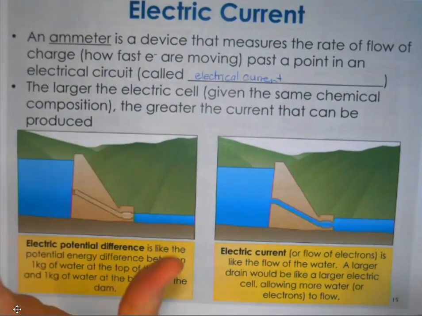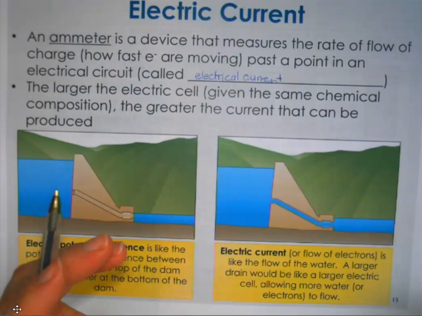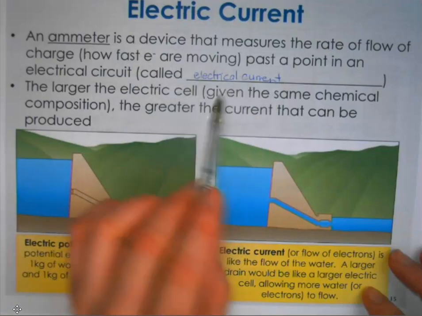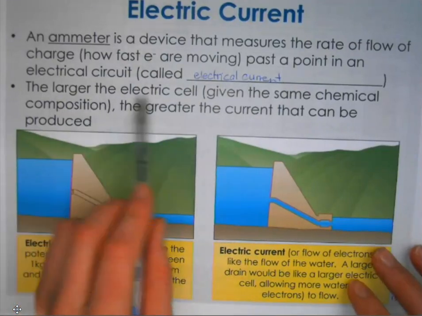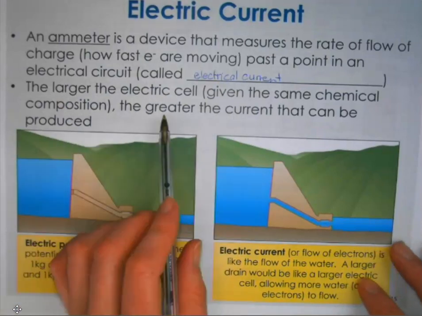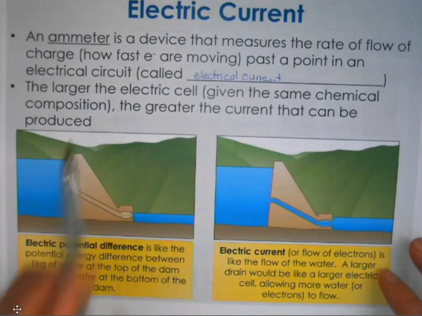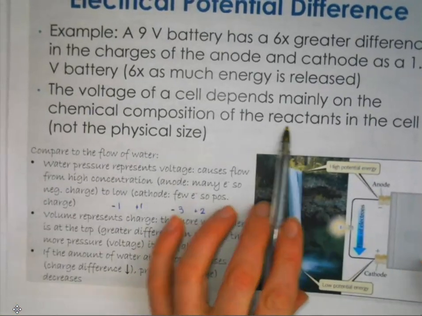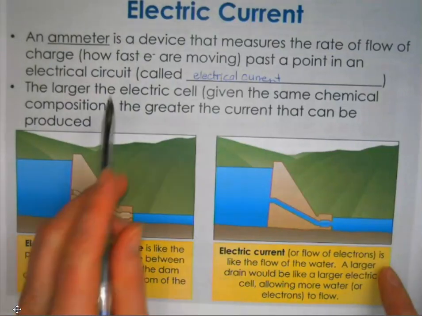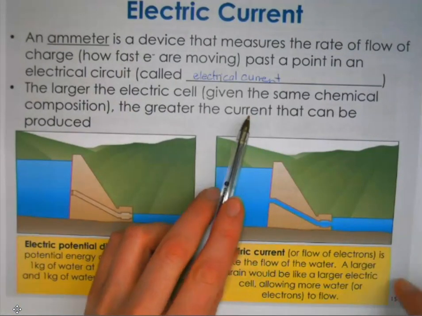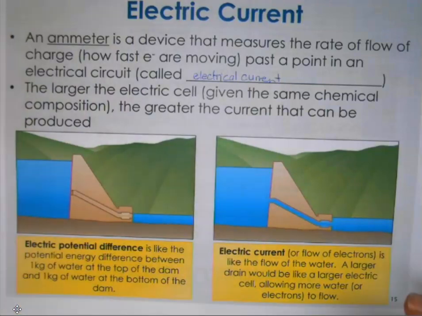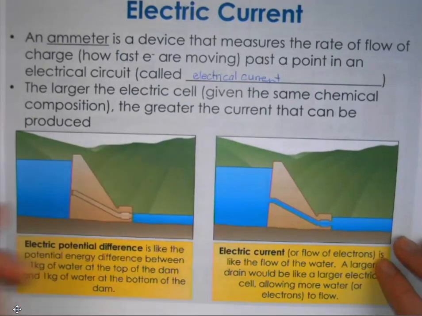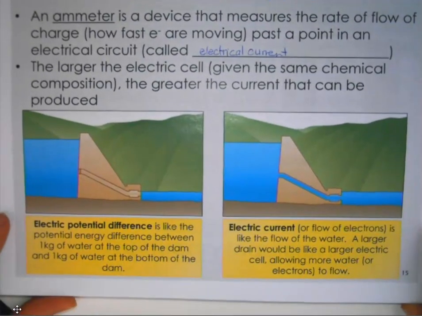Okay, so keep in mind, a voltmeter is measuring how much pressure there is for the current to flow, and an ammeter is measuring how fast these electrons are moving past a certain point. If you have the same chemical composition, the larger the electric cell, the greater the current that can be produced. So when it comes to voltage, it's going to depend mainly on the reactants. But if we want to increase the amount of current for one specific set of reactants, the larger the cell is, basically the more stuff you have in it, the greater the current can be produced. And so that's why we see a car battery is larger.